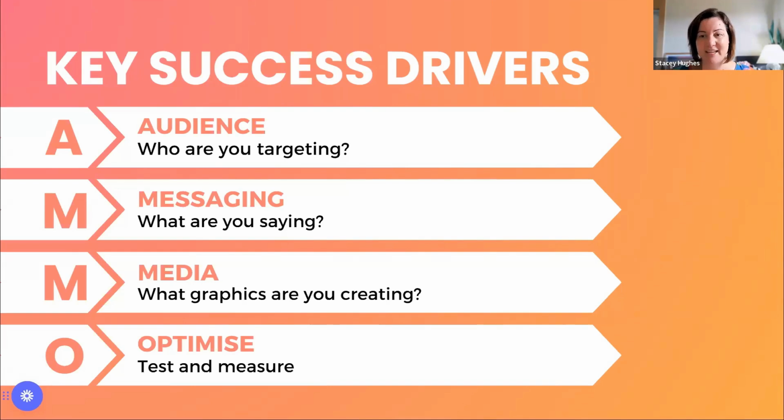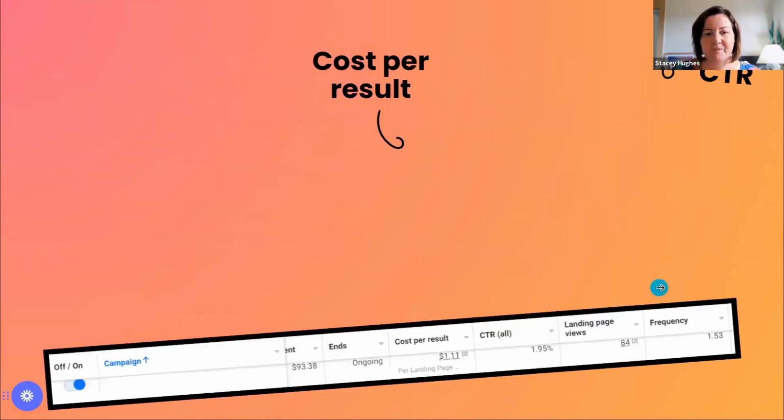Messaging: what are you saying to the person, or what is being said in the ad? Because we want that message to be really compelling and for people to stop the scroll and take action. And the next one, that's probably even more important, is media. So what graphics are you creating? And the last one is optimize. So we want to test and measure and see that we're getting the best results possible.